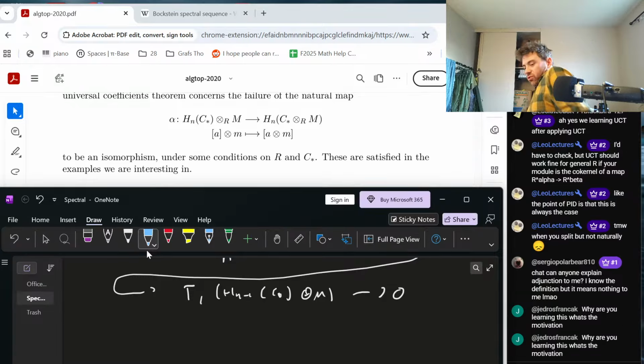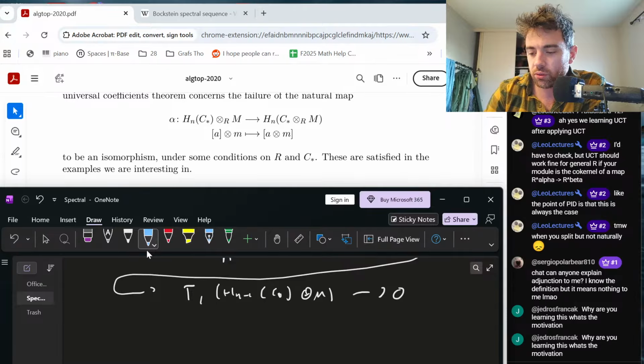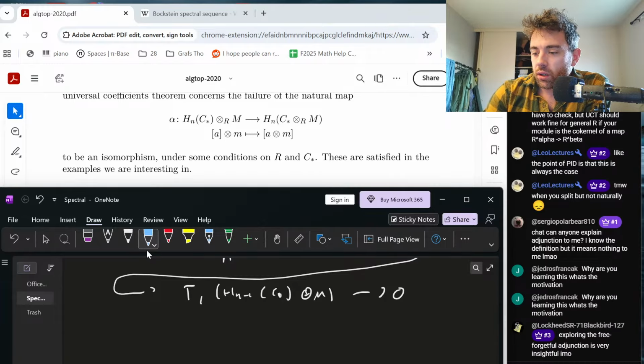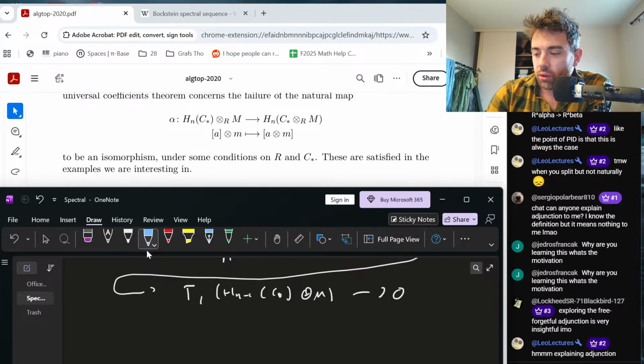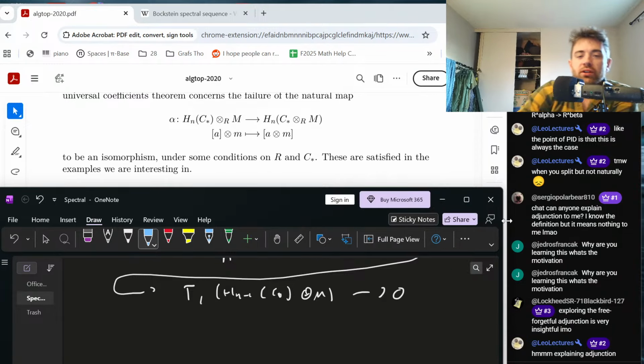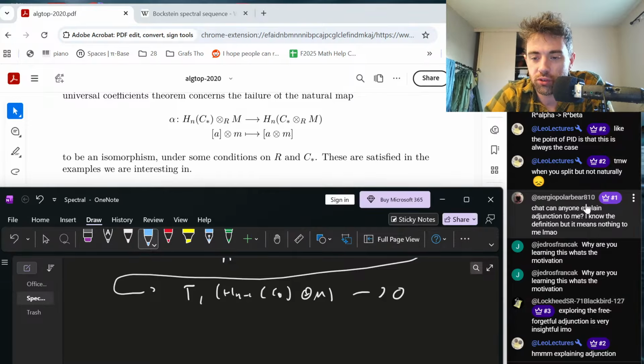I got to turn off messages. Mind you, what's the point of turning off messages? I'm probably gonna end stream soon enough. Explain adjunctions to you? Well, you should go read Leinster's notes. That's what you should do. If it was normal office hours, I would explain adjunctions to you, but I'm trying to teach myself some spectral sequences.